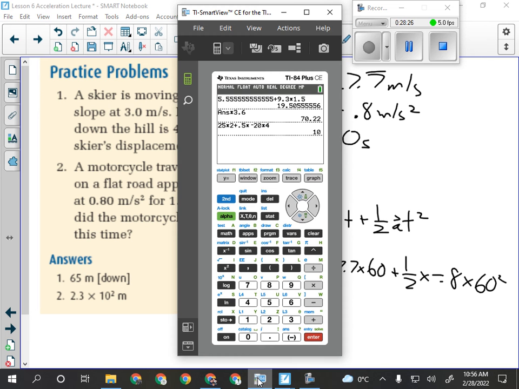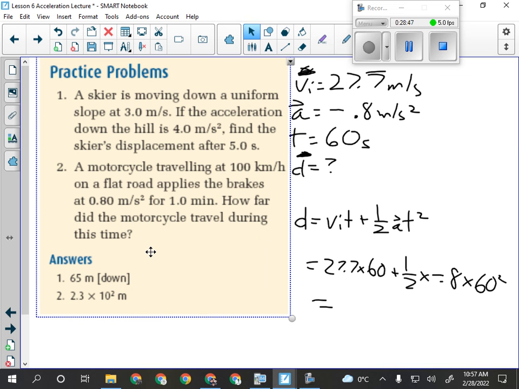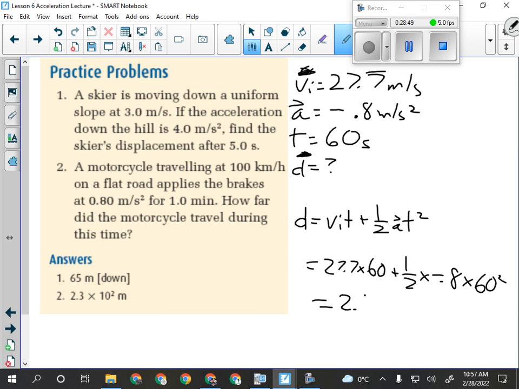So if we punch all that in, 100 divided by 3.6, so we keep all the digits, times 60 plus 0.5 times negative 0.8 times 60 squared. All right, 226.6 repeating, so that's going to round to 2 significant digits to be 2.3 times 10 to the 2 meters.